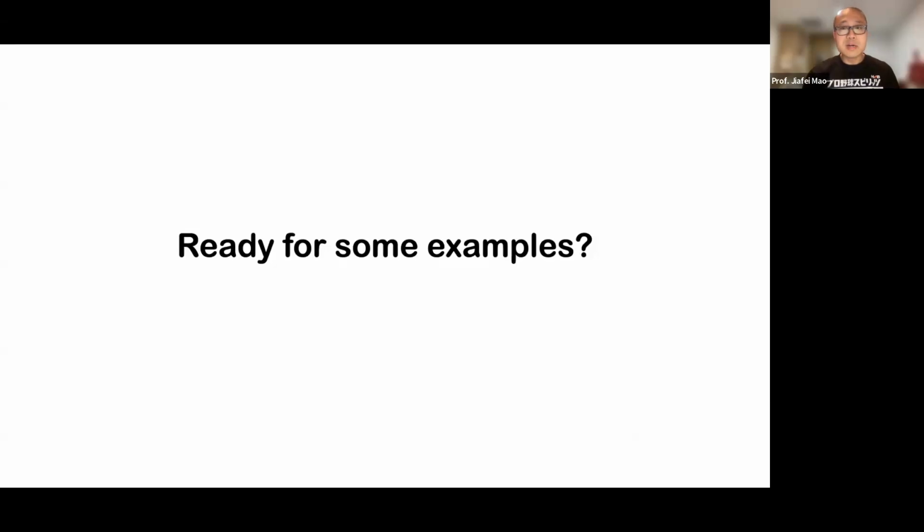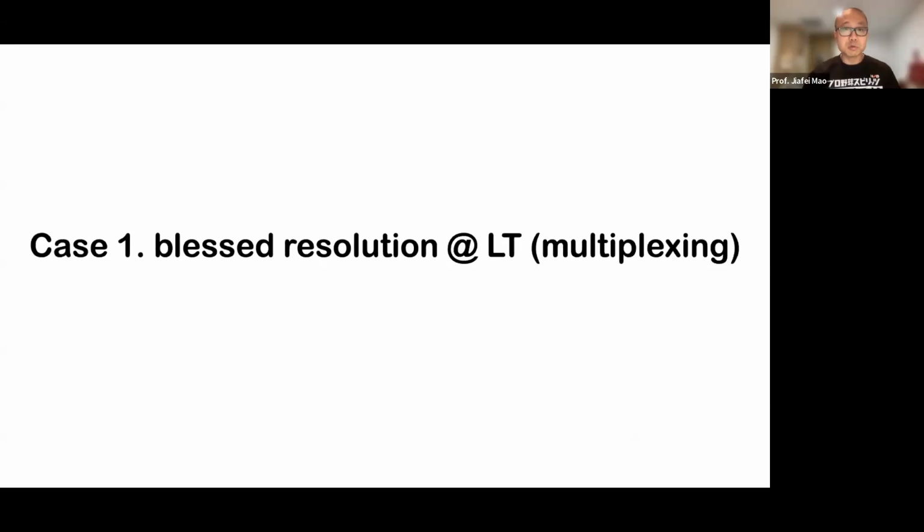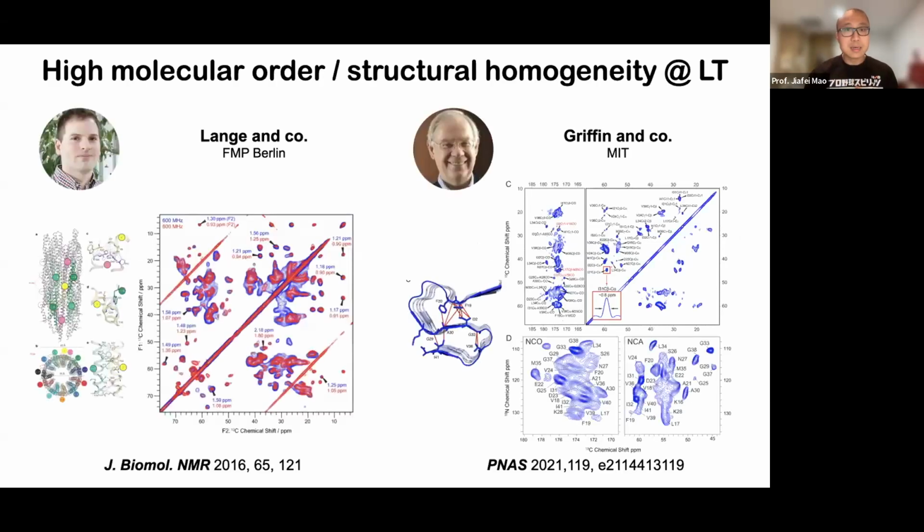So I will classify the examples by actual resolution, not the sensitivity. So case one: what if we have good resolution at low temperature? Imagine if we can freeze the sample and still have a very good spectrum. That's the case where you can do multiplexing. And there are a number of these kinds of blessed systems.